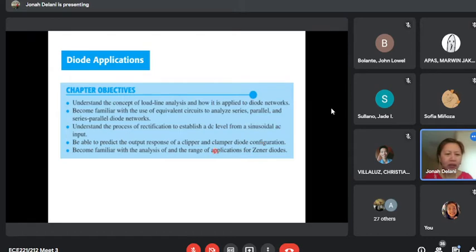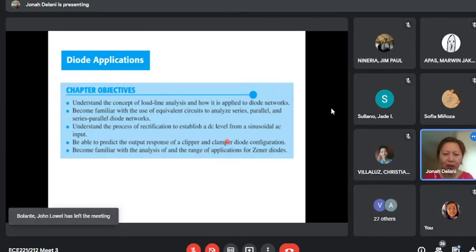And then being familiar with the analysis and range of application for Zener diode. So I think pili nyo guys sa lisod na kuan. Objective, understand, be familiar. Understand, predict, and be familiar. Be familiar mo kuno, no? So kung tunong-tunong ra, familiar na siguro na.